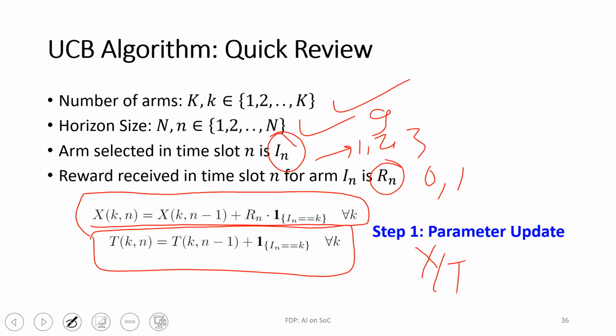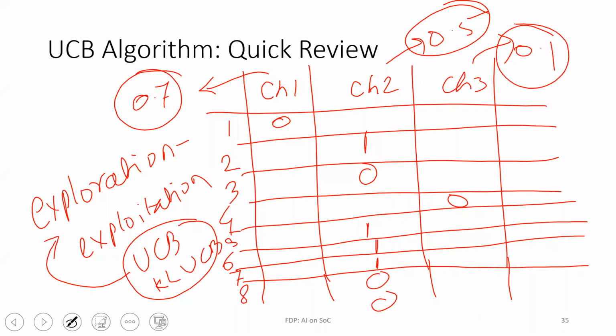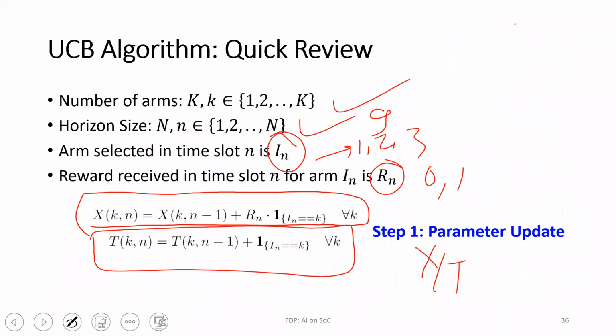So what will be the X by T? X by T should be close to the actual mean of the channel, like with what probability it is giving the reward 1. That is nothing but the X by T. Only thing is that we don't know the actual one, so it is the mu hat. That is, we are learning the mean throughput of each channel. So this is the mu hat which we are learning.